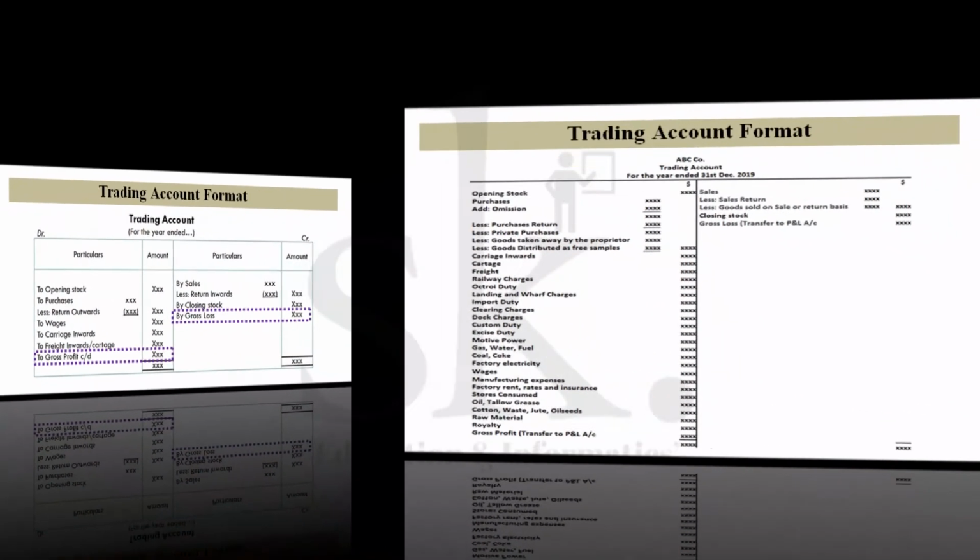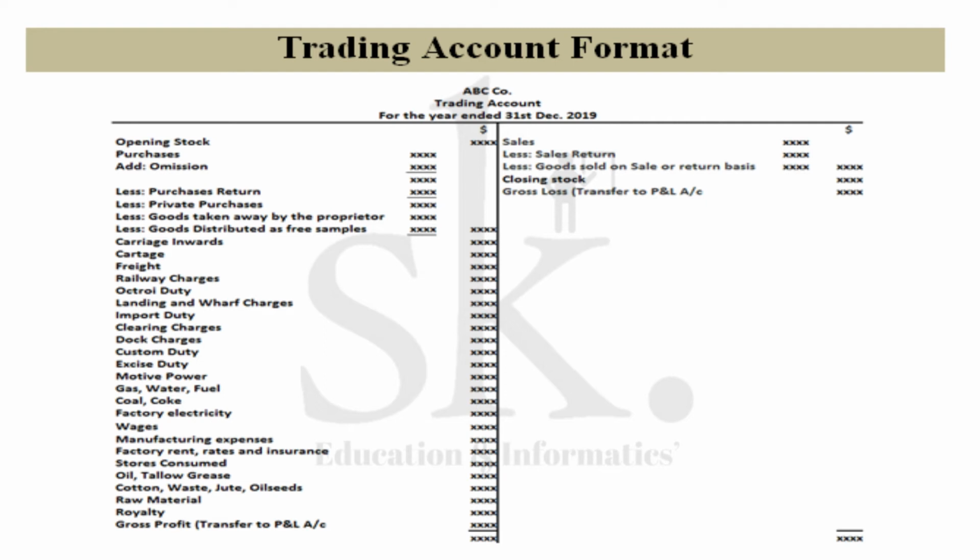So this is typically the format of a trading account, a larger format, which includes information relating to raw materials, information relating to labor or wages, and various kinds of direct expenses which can be taken into consideration. Kindly note there are a few factory expenses also mentioned here, but normally we will consider expenses relating to factory all in profit and loss account. So from a trading account, the output is either gross profit or gross loss.